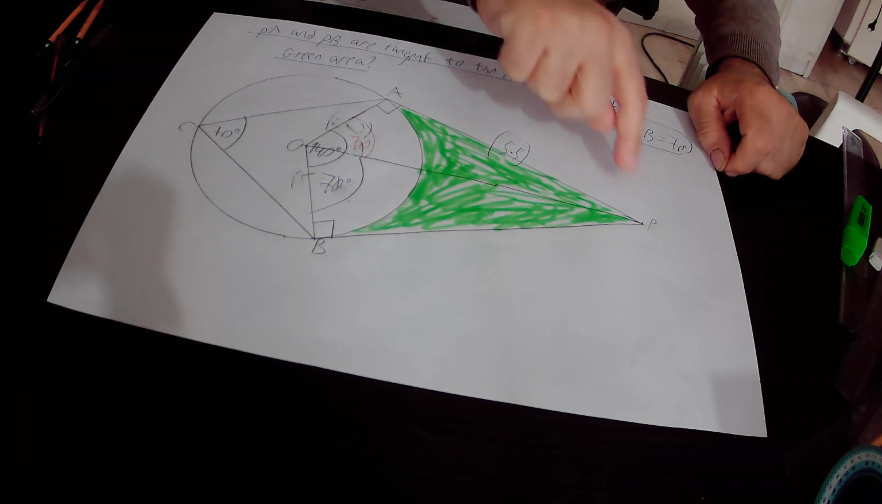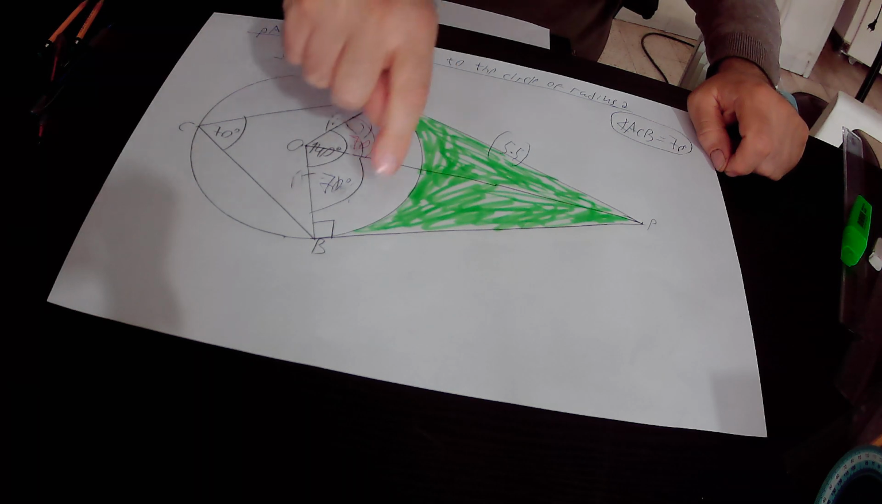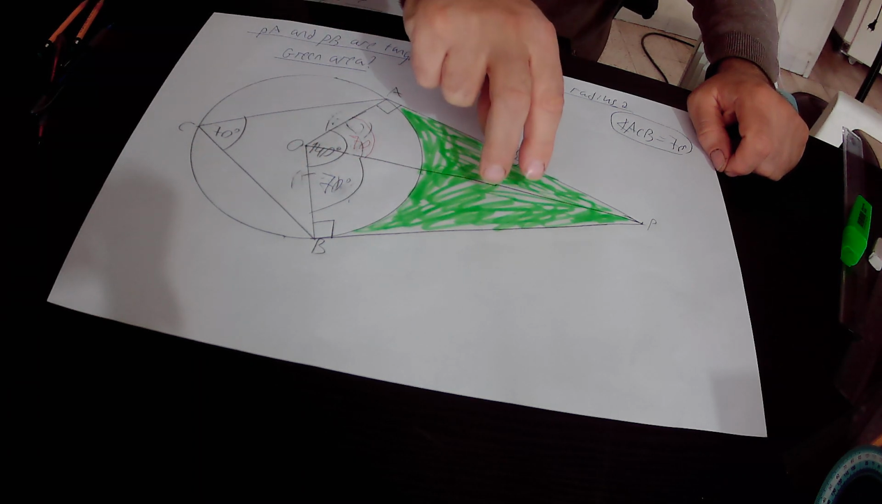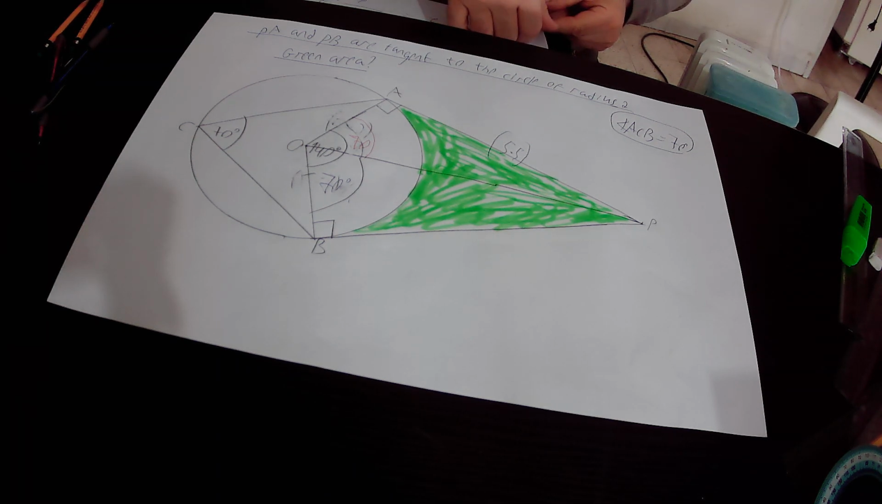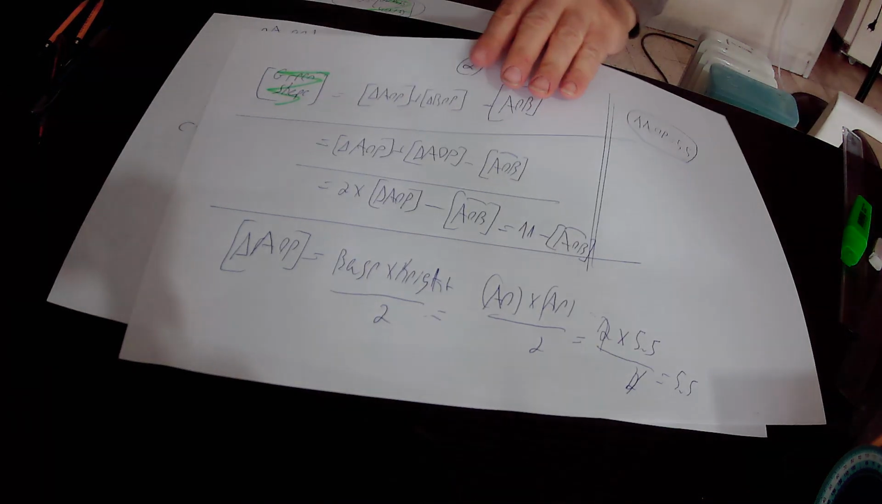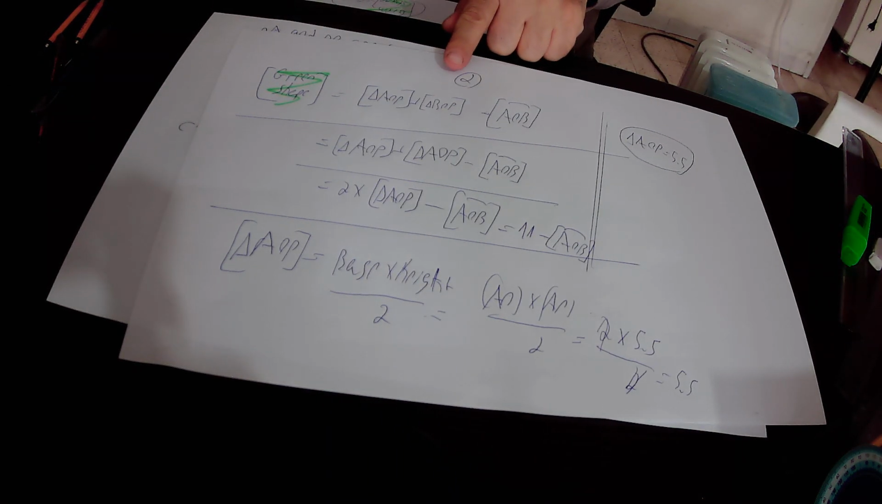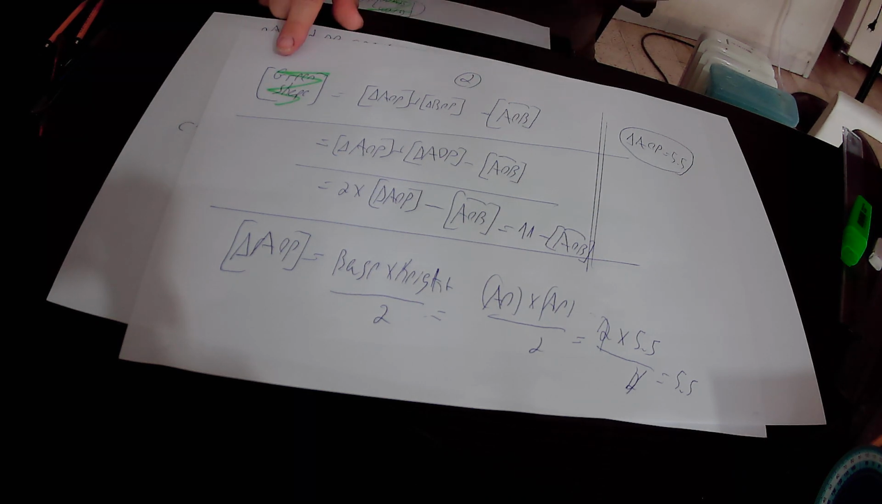So the area of quadrilateral APBO minus the area of this sector ABO will be exactly equal to the area of this green shape. Repeat again, the area of the green shape equals the area of the upper right triangle AOP plus the area of the lower right triangle BOP. The sum of the areas of those two right triangles gives us the area of quadrilateral APBO, and when we subtract the area of sector AOB from it, we get exactly the area of this green shape.